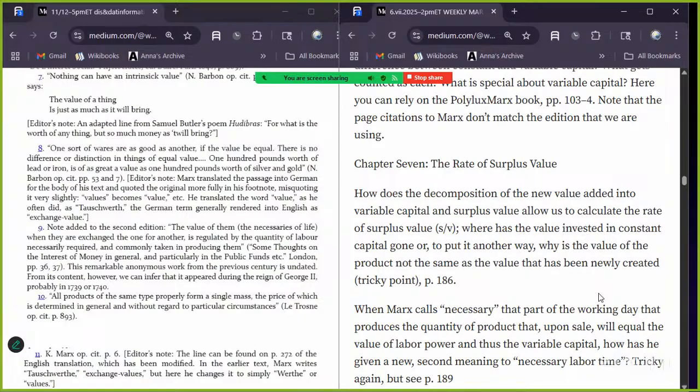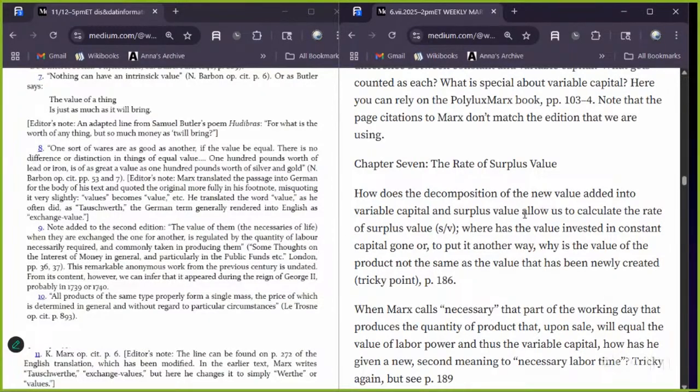Or to put it another way, why is the value of the product not the same as the value that has been newly created? This is on page 186. There's a lot packed into that one little paragraph, and this is the question that allows us to make more abstract questions and also to see that surplus value is a thing. It's really an important thing. It is what drives capitalism forward.